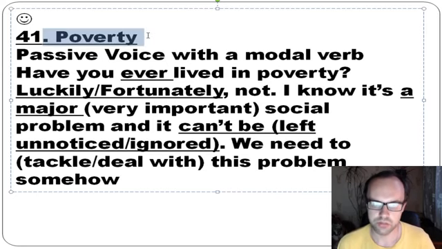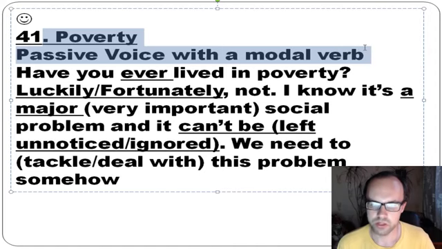So poverty. Passive voice with a modal verb. Have you ever lived in poverty? Luckily not. I know it's a major social problem and it can't be left unnoticed. We need to tackle this problem somehow. Somehow means we need to take some measures.